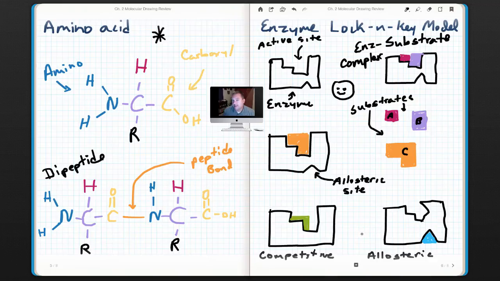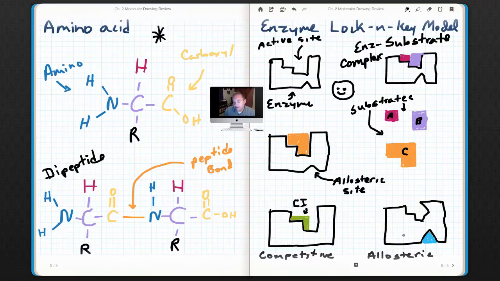All right. Now enzymes can be turned off and turned on 2 different ways. One of them is competitive inhibition. This is the competitive inhibitor. We've used a CI for short. And what it does is it fits into the active site. So now A and B will not fit in here, and that reaction is essentially turned off.